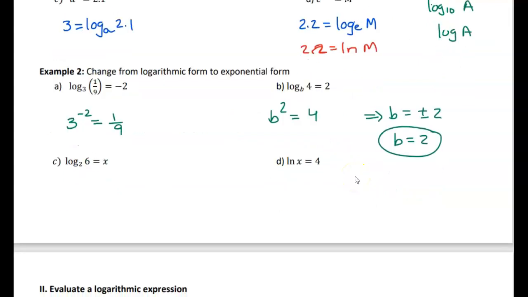Alright, let's do part C. Log base 2 of 6 equals x. The base of 2 to the exponent of x equals 6.